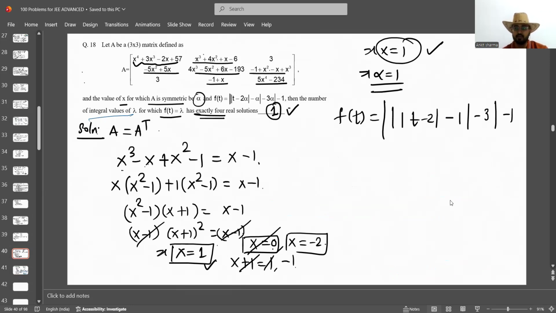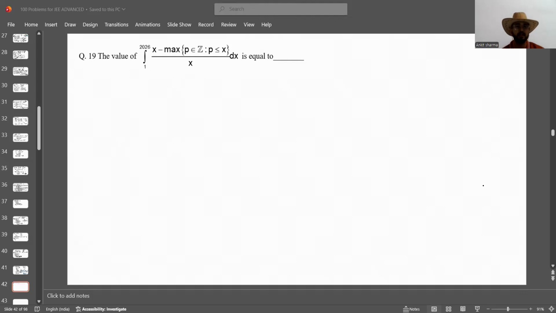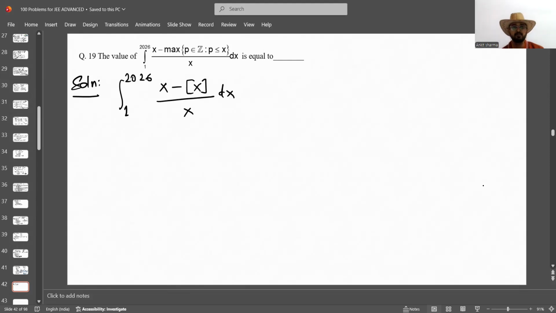Let's go for the next problem. So let's go ahead. So now we have integral 1 to 2026, x minus maximum of p belonging to integers, such that p is less than or equal to x. So this is nothing but the definition of greatest integer less than or equal to x. So I can write integral of x minus GIF of x over x dx, because GIF of x is nothing but the greatest integer less than or equal to x. So this is just another way of writing.